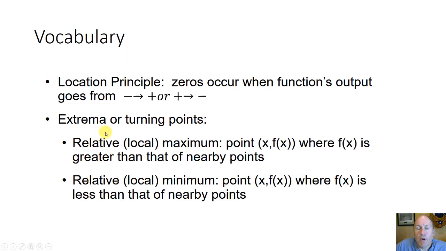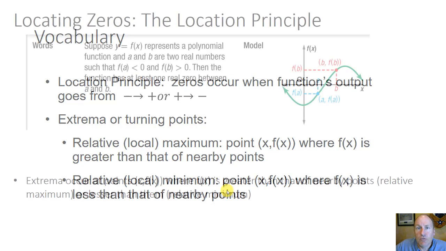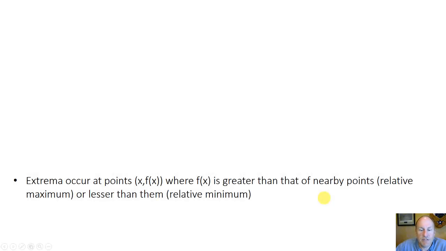Extrema or turning points occur at relative or local maximums or minimums. By that I mean this is a point where the value of the function for a maximum is greater than the points surrounding it, and for a minimum, the function values are less than those surrounding it. Now, there's a more precise definition of these when we get into calculus, so let's dive into the details here.